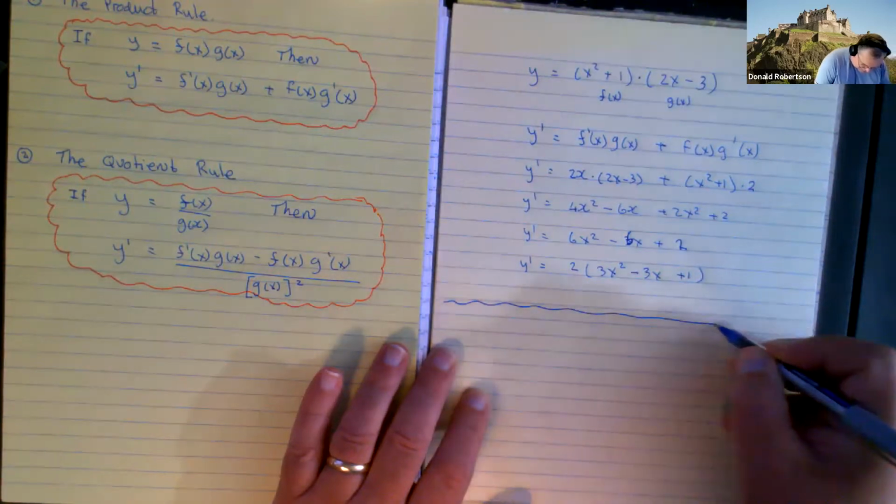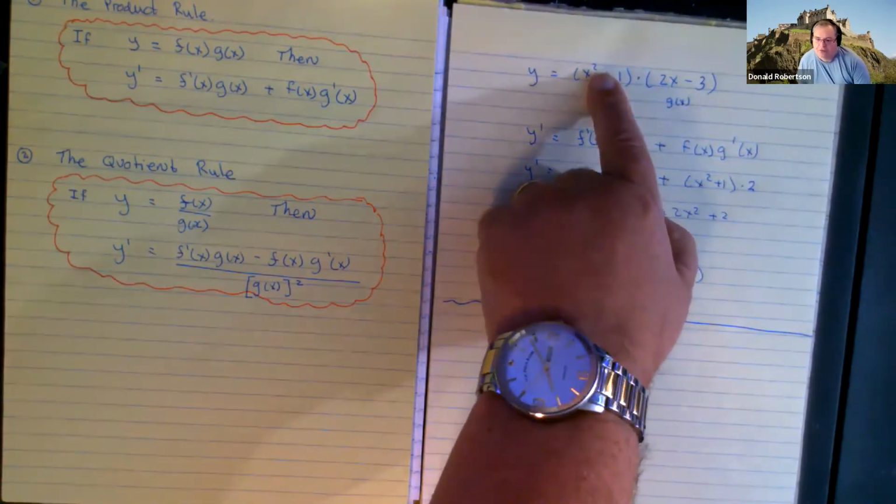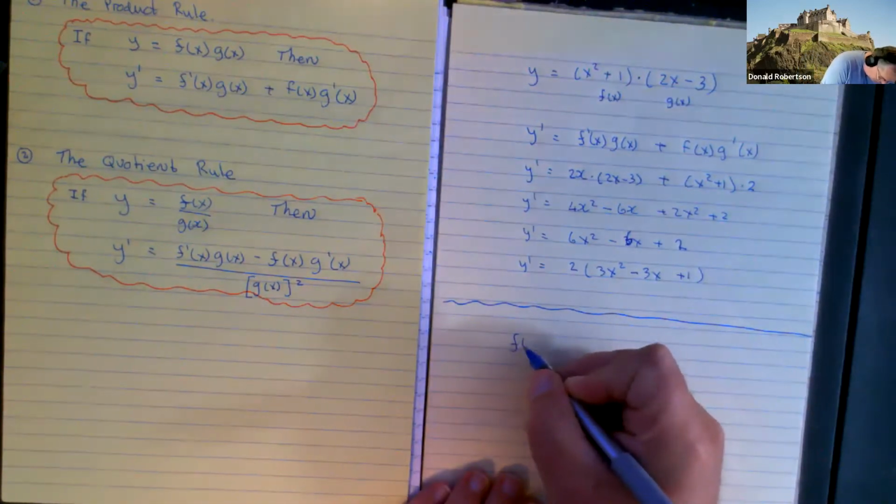Now, f of x and g of x are just labels for the first guy and the second guy. So you will get a question that will look like this.